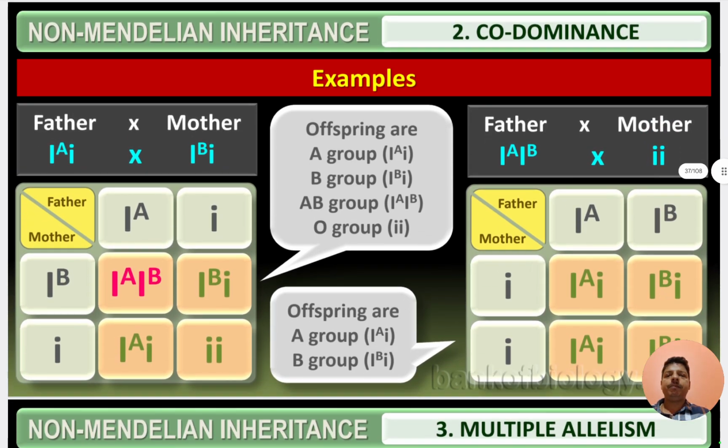Here again you can see examples. Father having this type of blood group, mother having this blood group. We crossed using the Punnett square, and these are the results. From this Punnett square, the A blood group will be like this, the B blood group, this one, the AB blood group, this, and the O blood group like this. All four come out. Here the father has the AB blood group, the mother has the O blood group, then this result will come. Offspring will be either A blood group or B blood group.